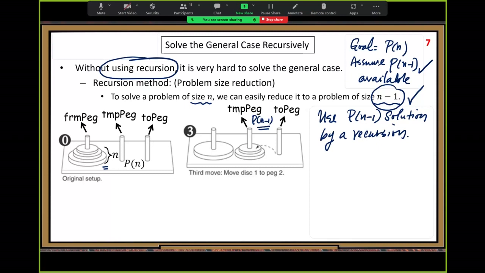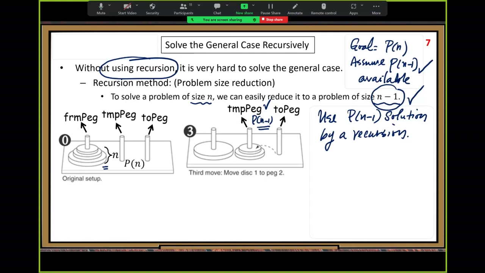And for you, you only need to know your programming language supports recursion. So if you just make the recursive function call, you get the result. You don't need to worry about it, because your programming language allows you to do it. It would work. So that's the reason we can assume P of n minus 1 is already available. So we apply that solution here by the recursive function call.